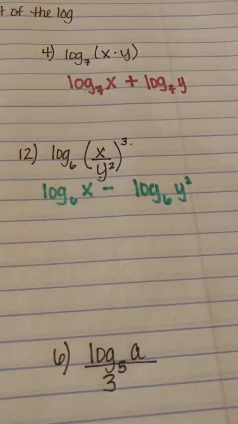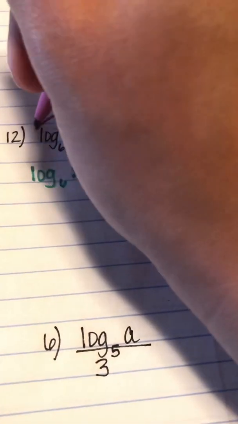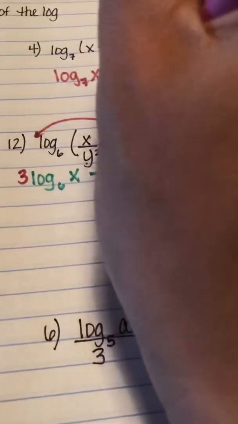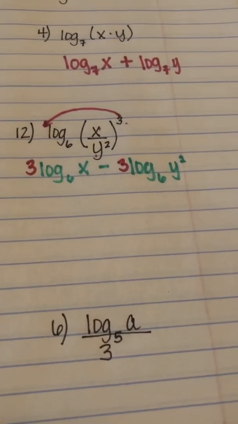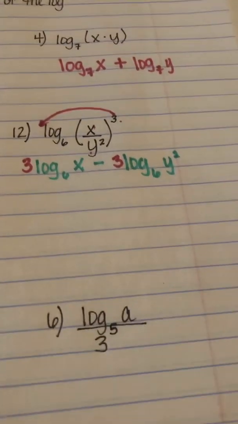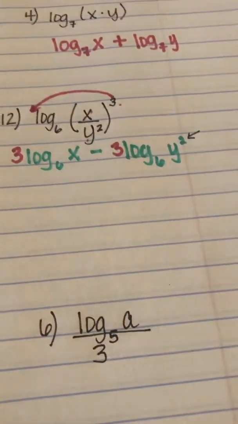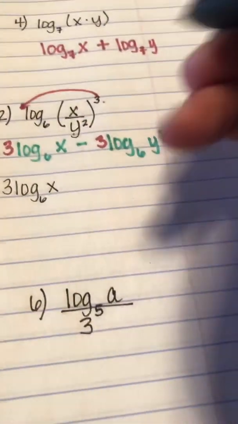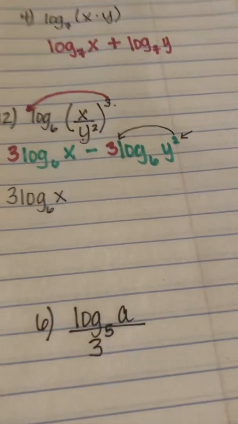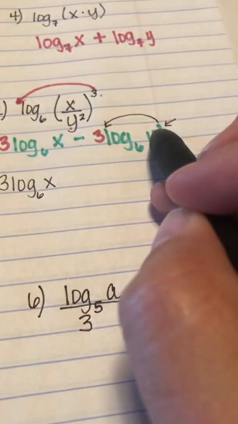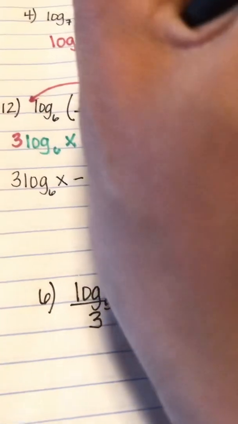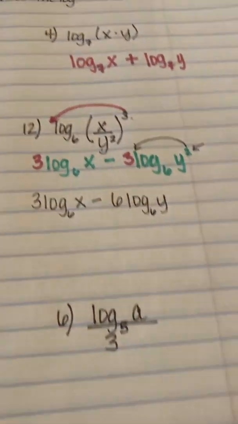So where do exponents go? To the front of the log. So each of these should have a 3. But am I done there? Absolutely not. I hope you said no, because of this exponent here. So this guy is done. 3 log base 6 of x, he's done. Awesome. But this 2 also needs to move to the front. And so we're going to multiply those 2 things. So 3 times 2 would give us 6 log base 6 of y.